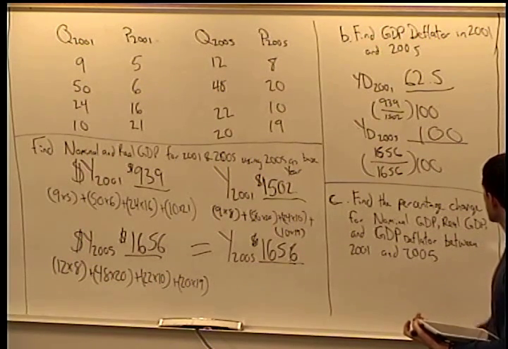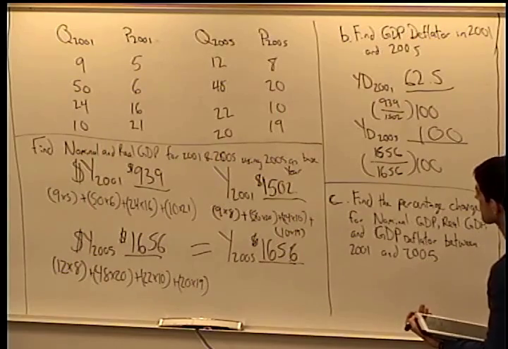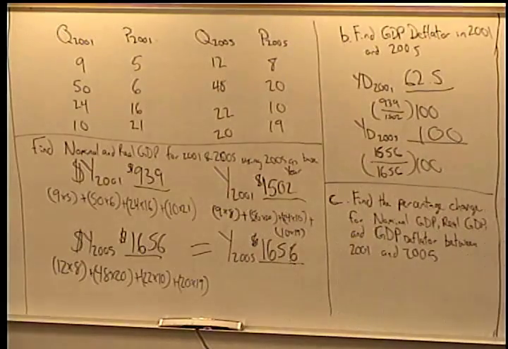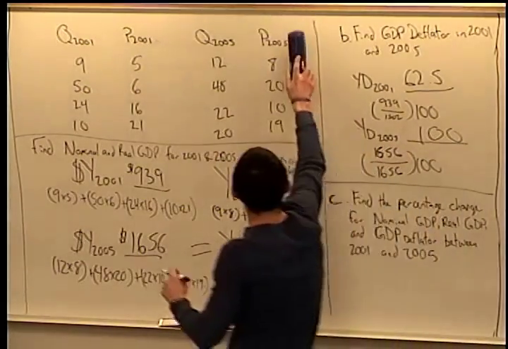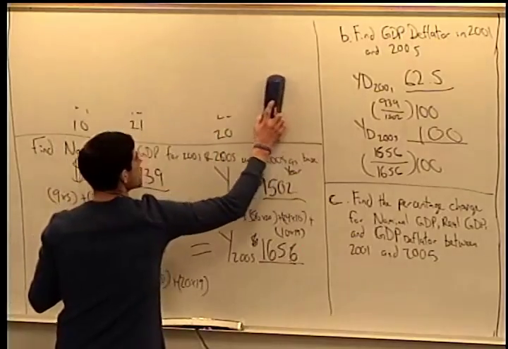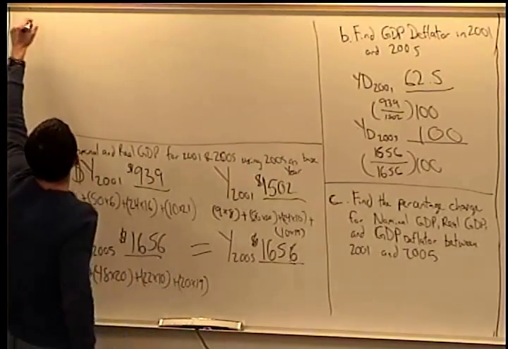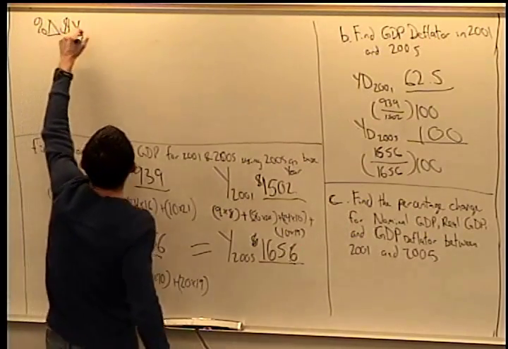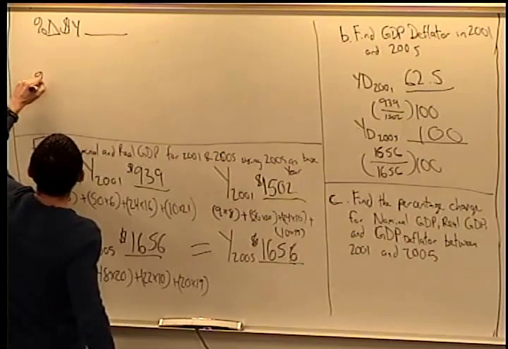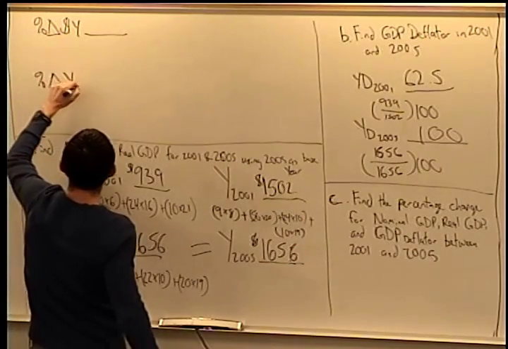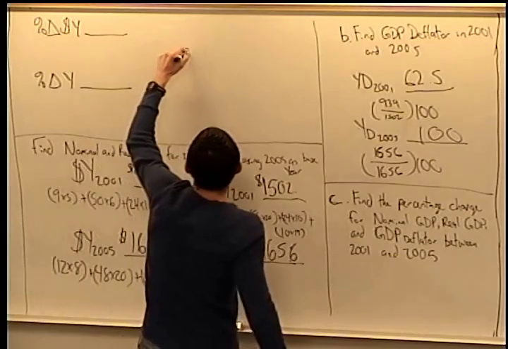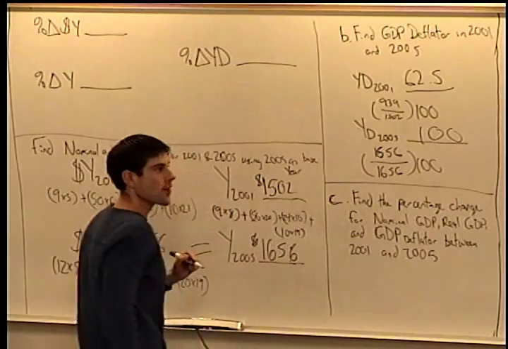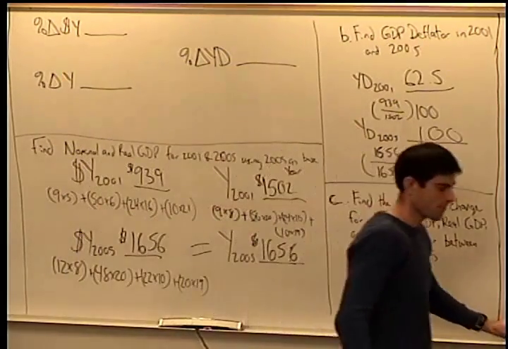Okay, for part C, find the percentage change for all of these. So I'm going to go back and erase this part right here where I'm going to do the work. I want to know the percentage change in nominal GDP, the percentage change in real GDP, and the percentage change in the GDP deflator between 2001 and 2005.